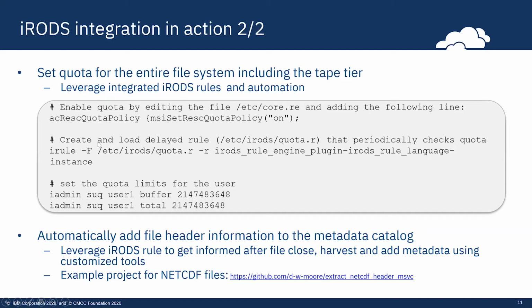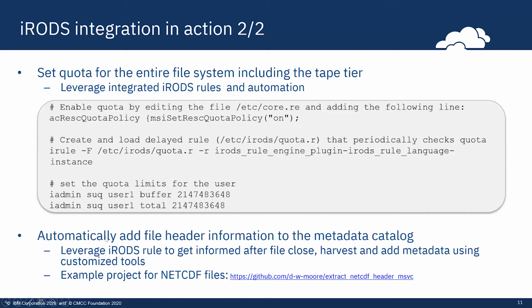And then we created and loaded a delayed rule, which periodically checks the quota for the user, and then we set the user quotas according to the values required. And this actually proved to work. If the user stored more than, I think, 2 gig of data in that collection, then he got a message that he ran out of quota, even though 1.5 gig of that data was on tape.